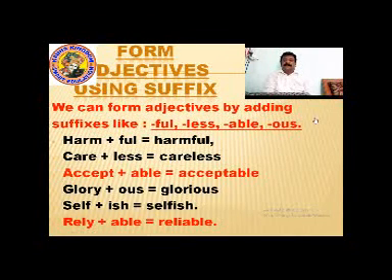GLORIOUS, glorious. Self plus ISH becomes selfish, SELFISH. Rely, RELY plus ABLE, that becomes what? That becomes reliable. So now we have seen how to form adjectives by using the suffixes FUL, LESS, ABLE, OUS. Write it down.